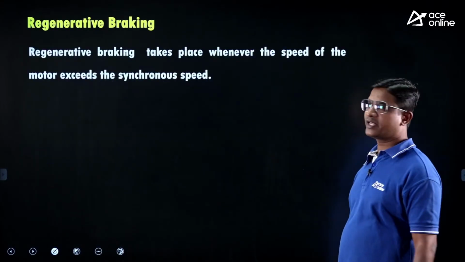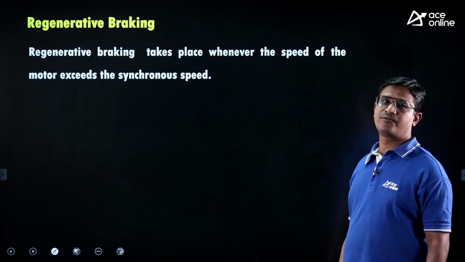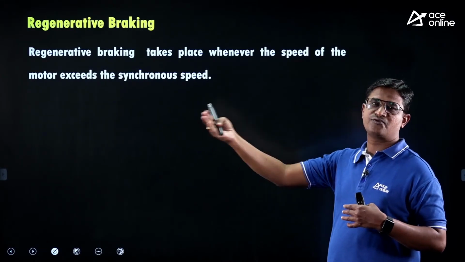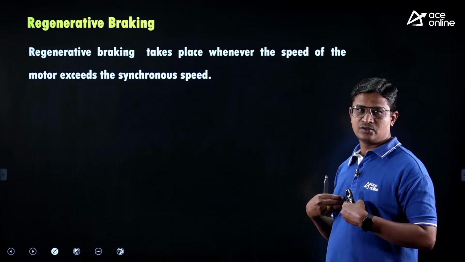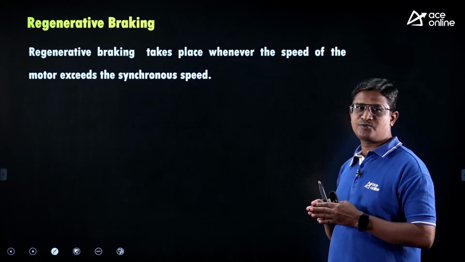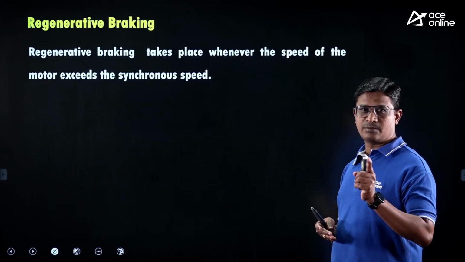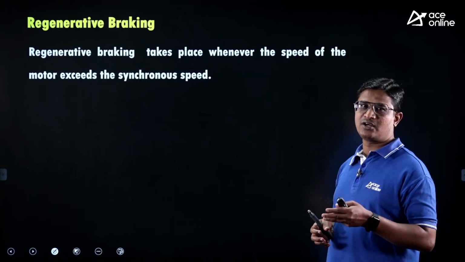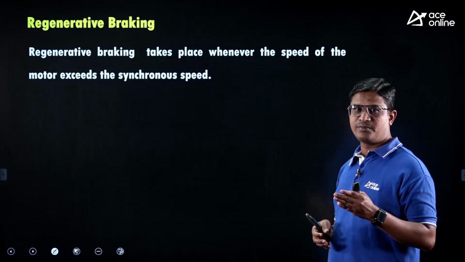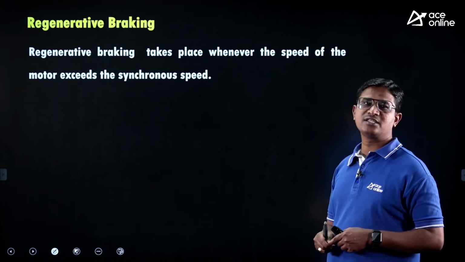Next, regenerative braking. In regenerative braking, the power flow is from the motor towards your supply. So particularly for regenerative braking, the motor back EMF should be greater than the supply voltage. This is the requirement, right? In some examinations they ask the question: for regenerative braking, which of the following is the required condition? EB should be greater than your supply voltage. Then and only then is regenerative braking possible.